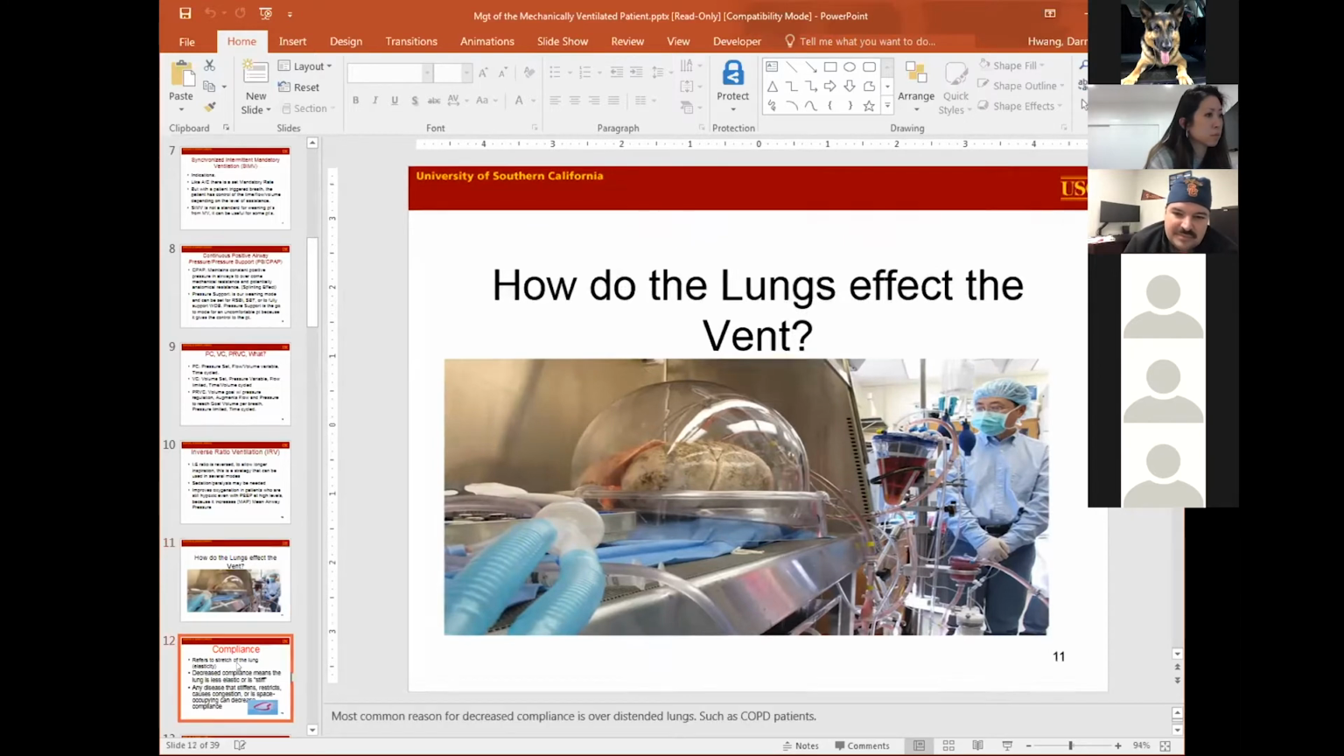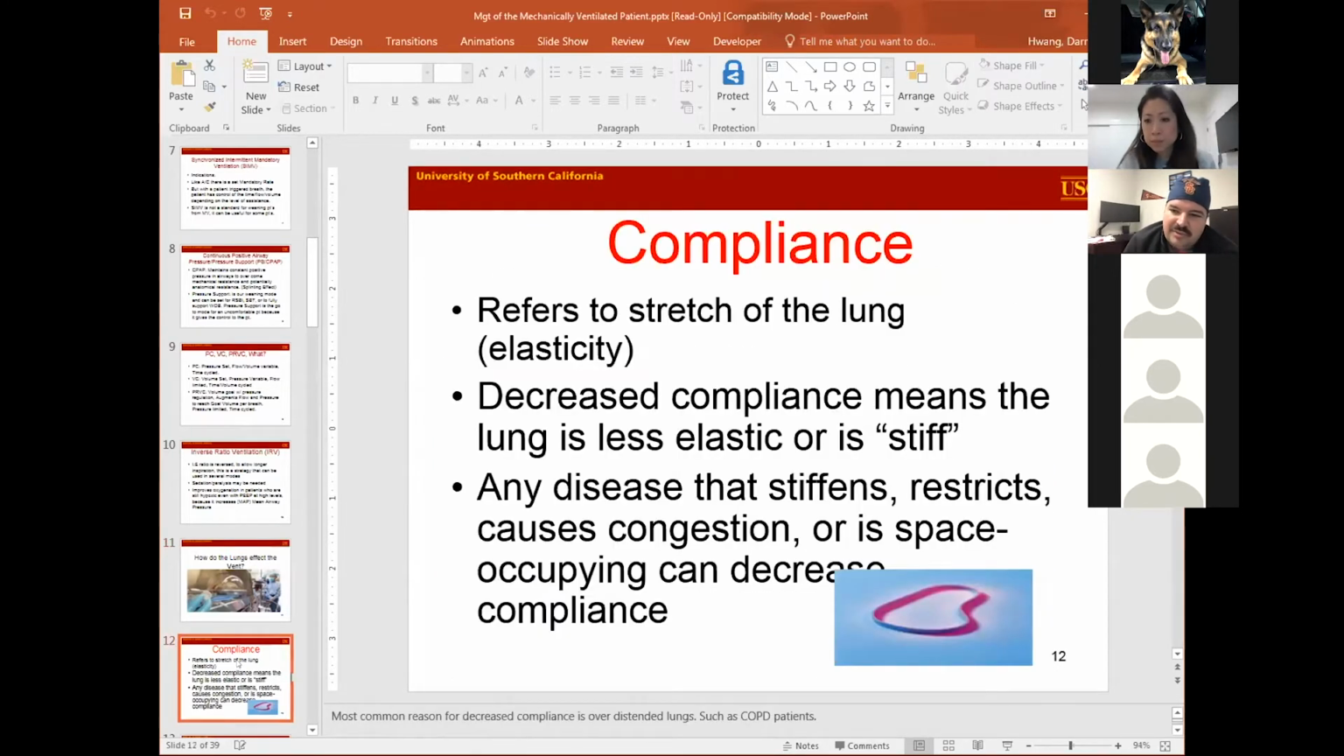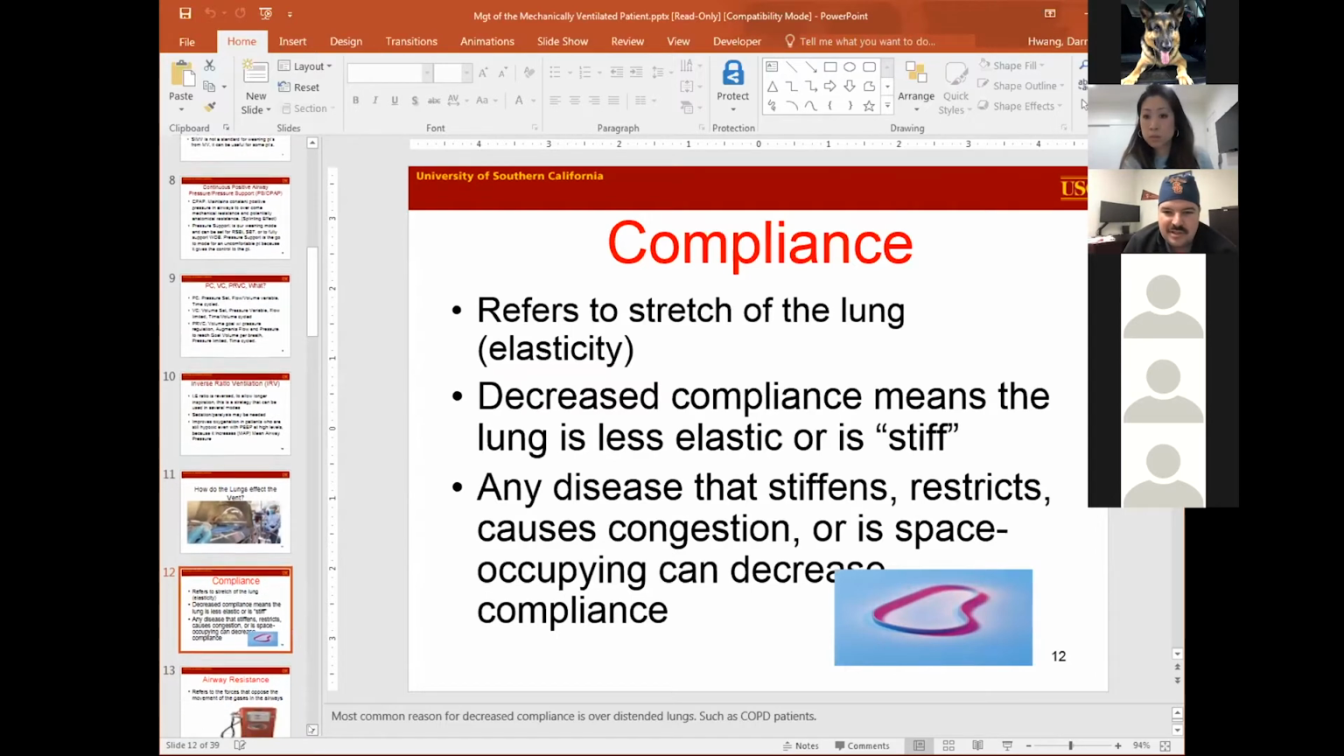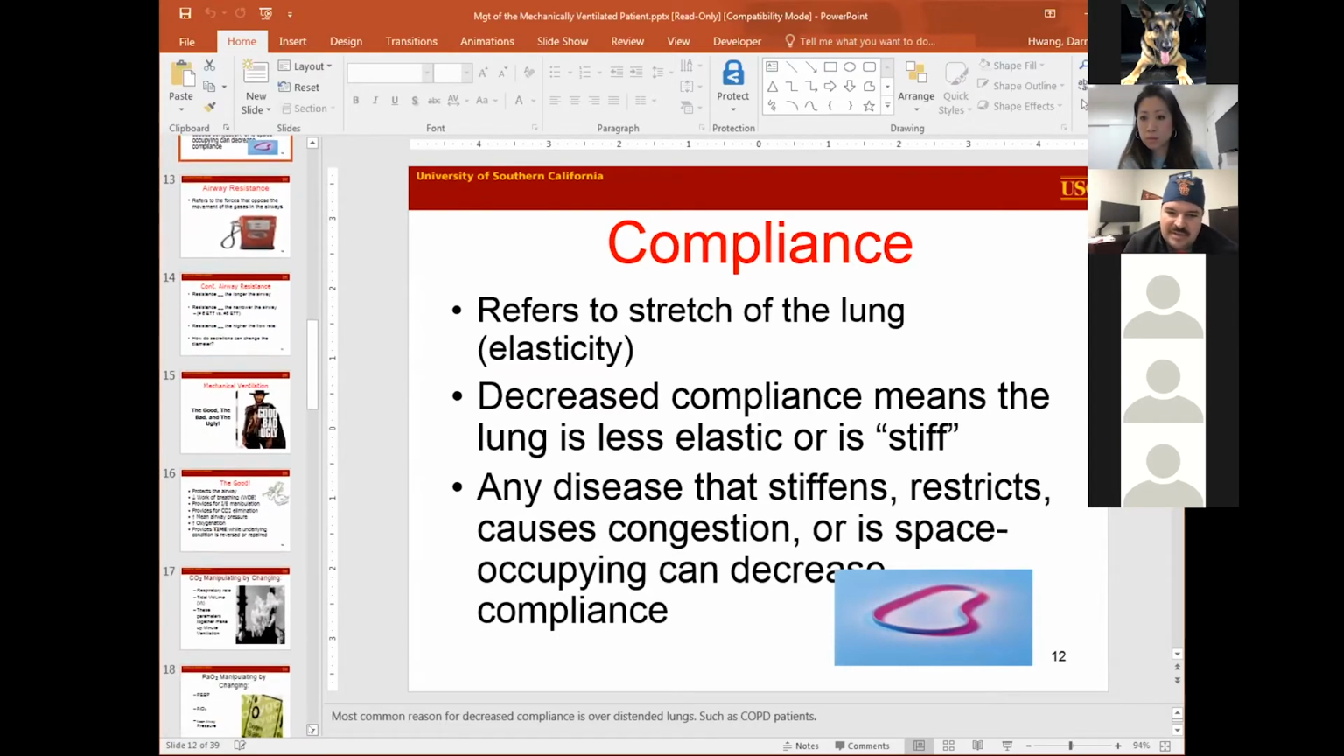Let's move on. Compliance is a term that refers to the elasticity of the lung. This is a variable for many different pieces. A lot of it is the compliance of the chest wall itself. It can be a result of disease processes like fibrosis causing compliance changes. It can also be other issues in the body like sickness in the abdomen or pressure in the abdomen. All these things affect compliance. Let's move on.